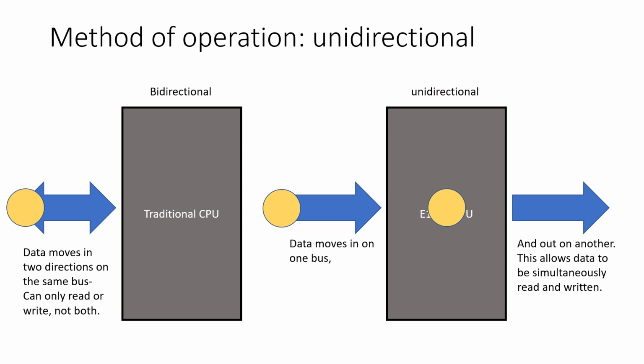Now, let's switch gears to talking about that unidirectional bus. Almost all integrated circuits are bidirectional, which means information traveling on its bus has to take turns moving in and out. With a unidirectional bus, however, information can move in and out of the chip simultaneously without having to wait.